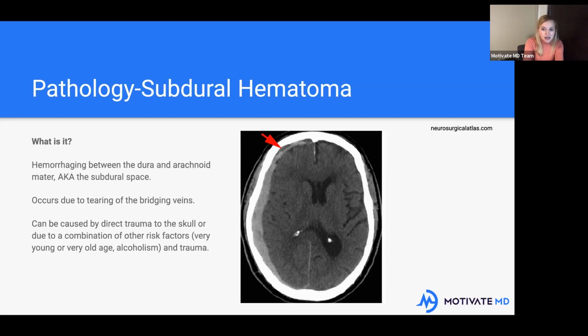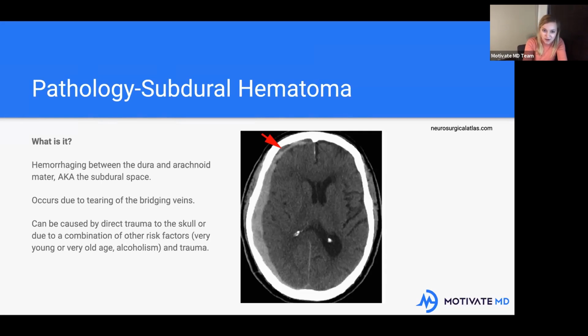So as you can see, this is why it's so important to be able to recognize on imaging, for example, what these different brain hemorrhages look like, because they're so different and they mean very different things. So let's talk about what is a subdural hematoma. Can any of you give me an idea of what it is? Blood hemorrhaging below the dura but above the arachnoid.